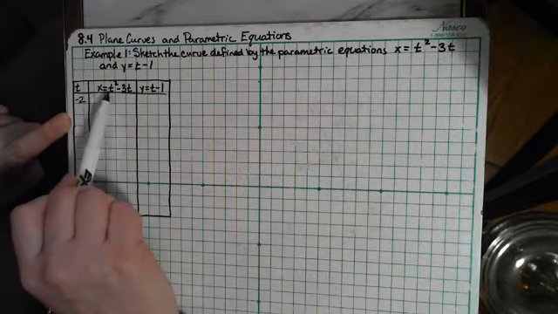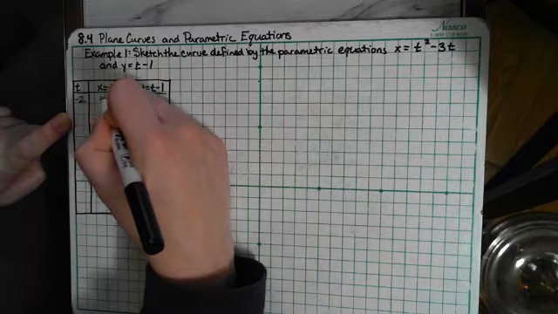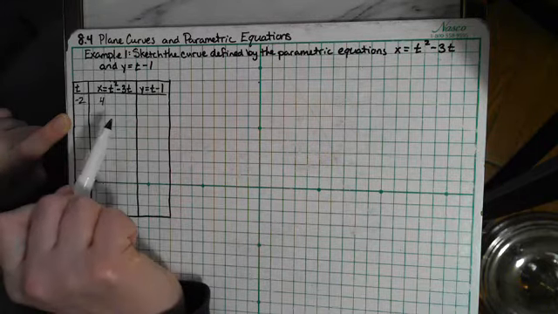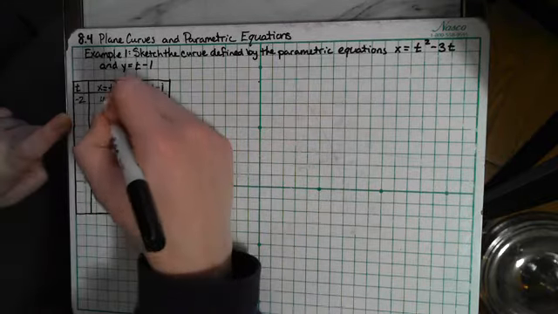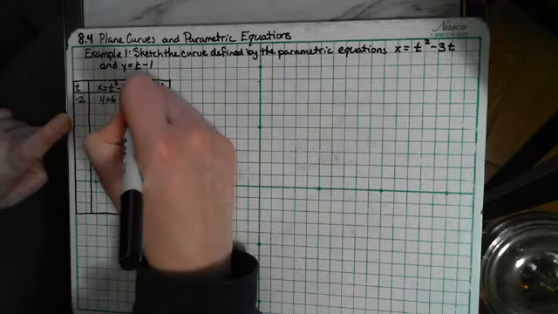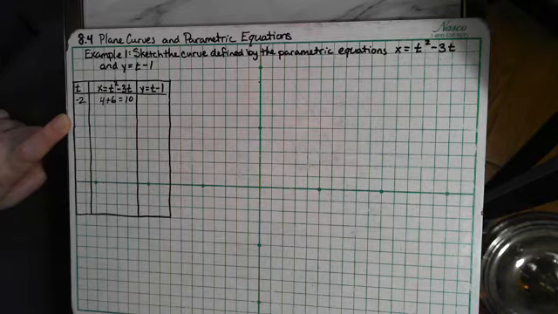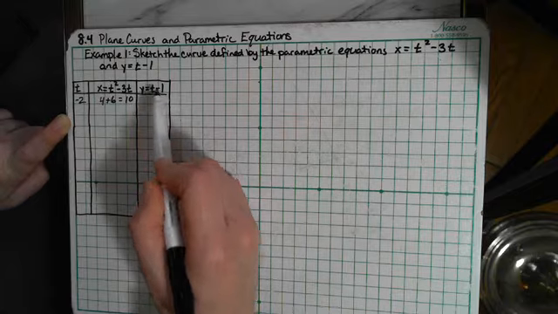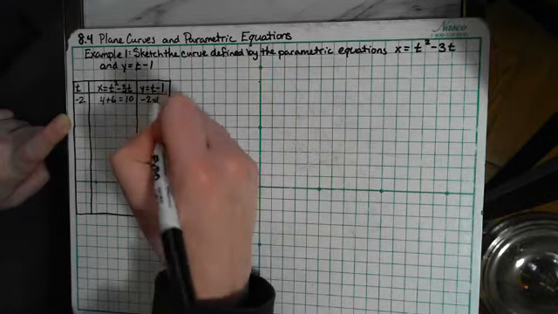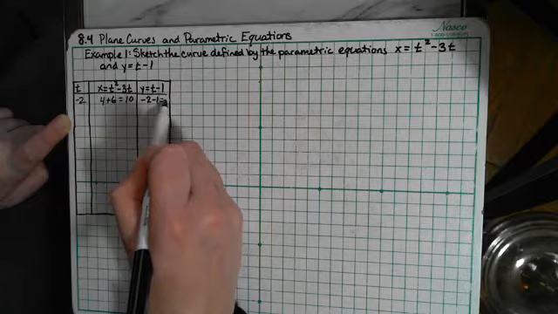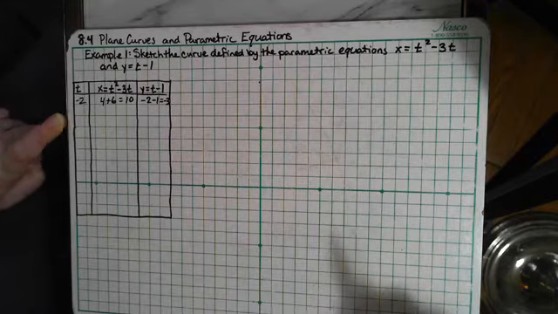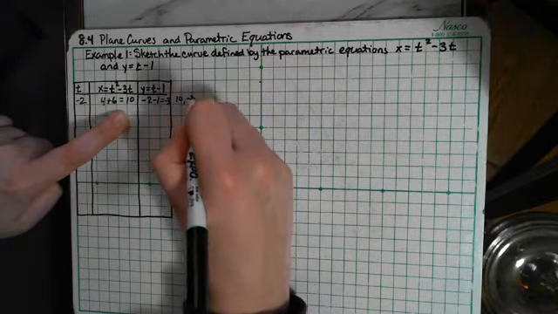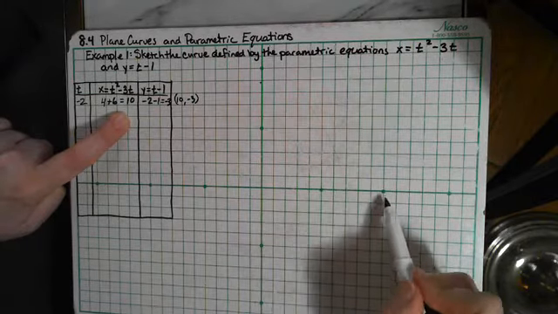Okay, so t is negative 2. Then x is going to be negative 2 squared, which is 4. And then minus 3 times negative 2. Negative 3 times negative 2 is positive 6. So this is 10. So I have an x value of 10, and my y value is going to be negative 2 minus 1, which is negative 3. So I'm going to graph the point that is at 10, negative 3, which is right here.